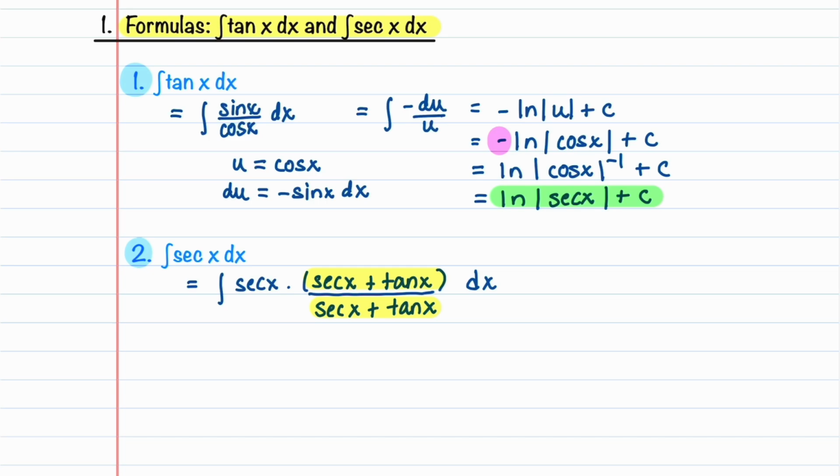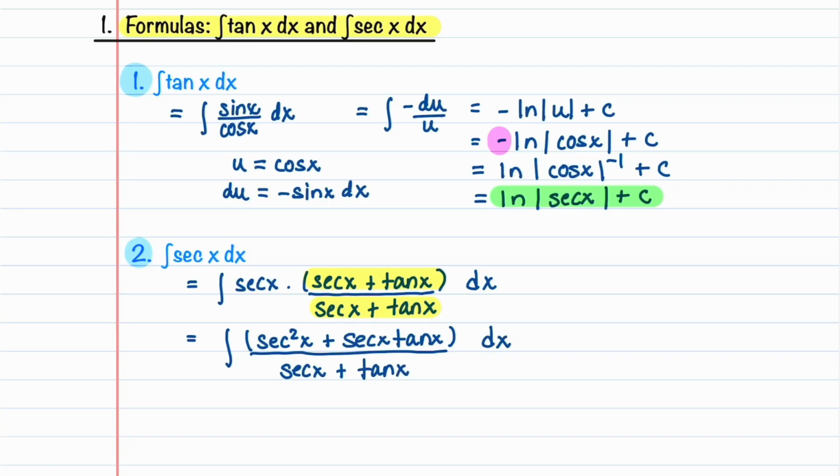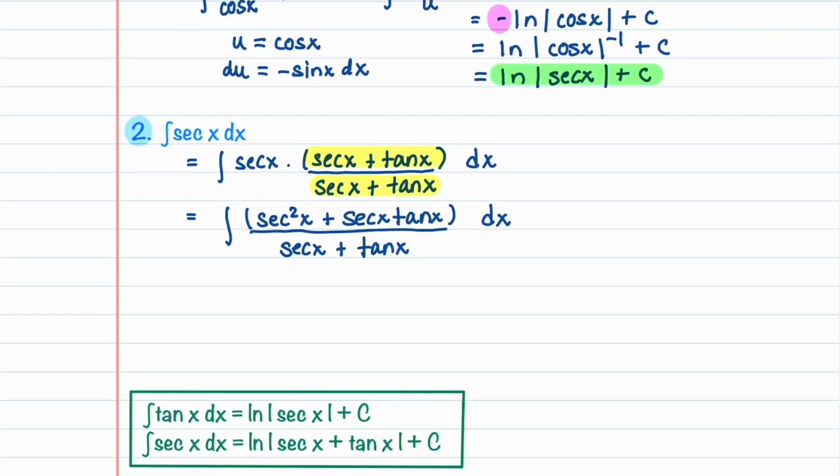Now let's go ahead and just multiply through. This gives us the integral. In the numerator, we have secant squared x plus secant x tangent x. And then in our denominator, we just have secant x plus tangent x. Now you can probably see why we actually did this.